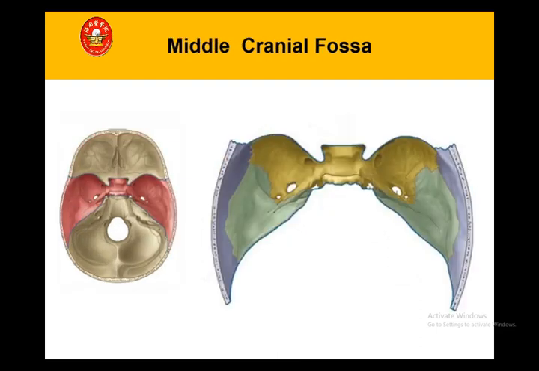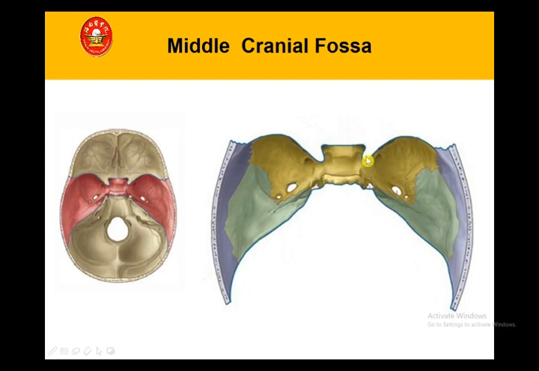Now we're going to talk about the middle cranial fossa. In the middle cranial fossa, we can see the sphenoidal bone, and part of the parietal and the temporal bone. Anteriorly we have the chiasmatic sulcus, and here the tuberculum sellae, and this depression we call the hypophyseal fossa, where the pituitary gland sits. Posteriorly we have the dorsum sellae and the posterior clinoid processes.